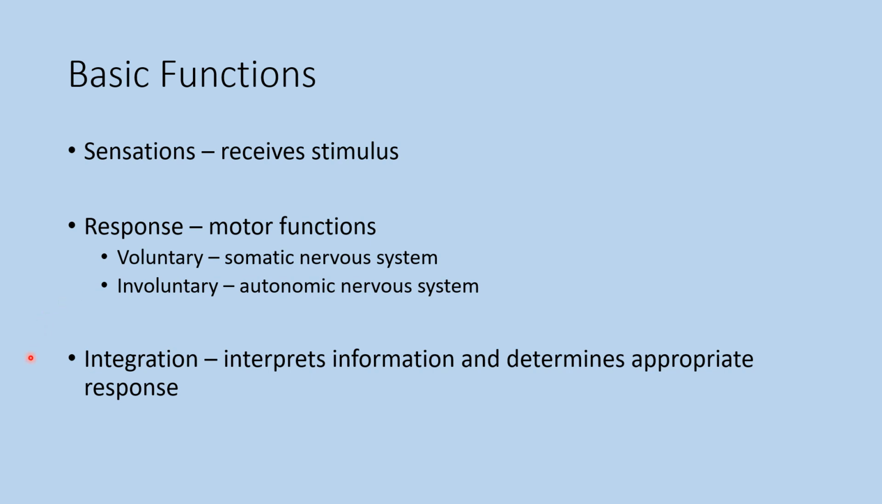And then there's also this step or this process of integration. If you were to put this in order, it would be between the sensations and the response. Basically, what it does is there are some neurons that are going to be interpreting information, this sensory information that arrives. What is this? Now, what do we need to do about it? Do we ignore it, or do we need to have some type of a response? And it would determine what that appropriate response would be.